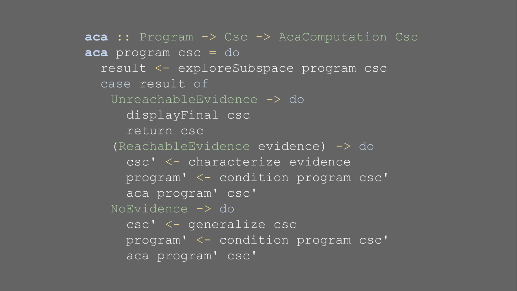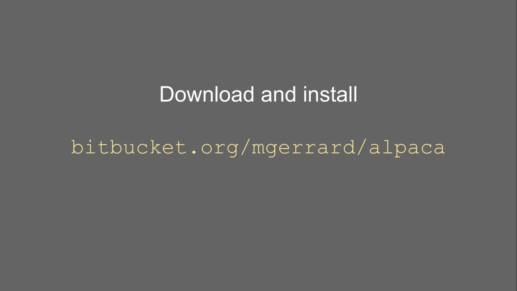ALPACA is an implementation of ACA written in Haskell. We chose Haskell because it allows us to concisely express the core algorithms behind ACA. The top-level routine is shown here. ALPACA is a command line toolset that can be downloaded from the displayed link and installed on a Linux machine. Assuming you have ALPACA installed and are in its base directory, you can list the directory contents and will find a file named demo.c.